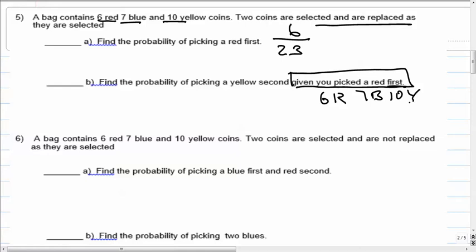Remember, I told you when you're given information, the conditional probability, you ask that question. Based upon the information given and based upon what you're doing, what does the world look like now? Here's my world. In this world, how many yellow are there? 10. In this world, how many things are there? 23. So 10 out of 23.